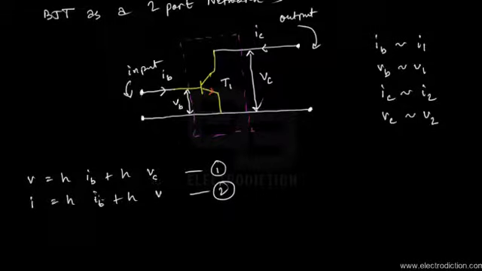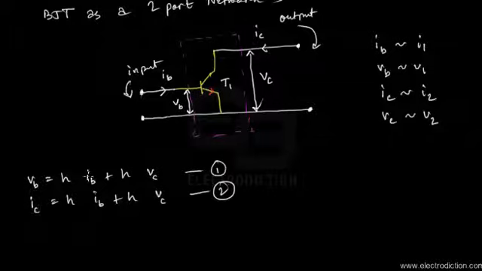Note the subscripts that I'm giving here. All of them are in lowercase notation. This lowercase indicates that we're working with AC signals. If we worked with DC signals instead, these letters would have been in uppercase. Now the dependent variables are of course the input voltage, VB, and the output current, IC.